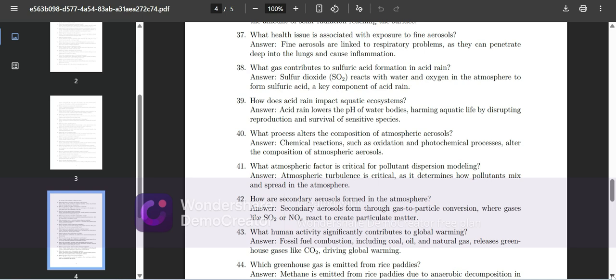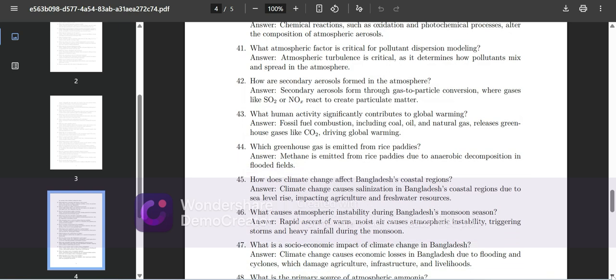How are secondary aerosols formed in the atmosphere? Secondary aerosols form through gas-to-particle conversion, where gases like sulfur dioxide or nitrogen oxides react to create particulate matter.